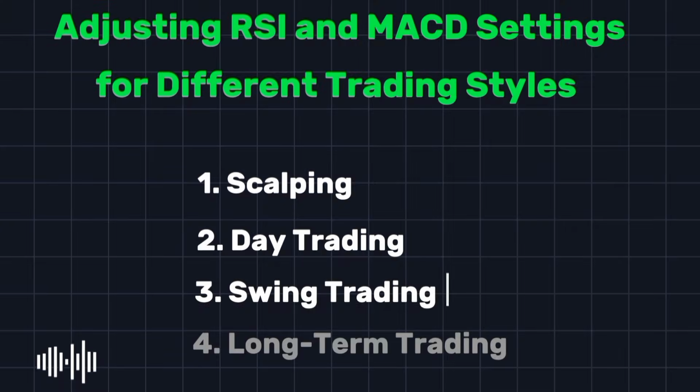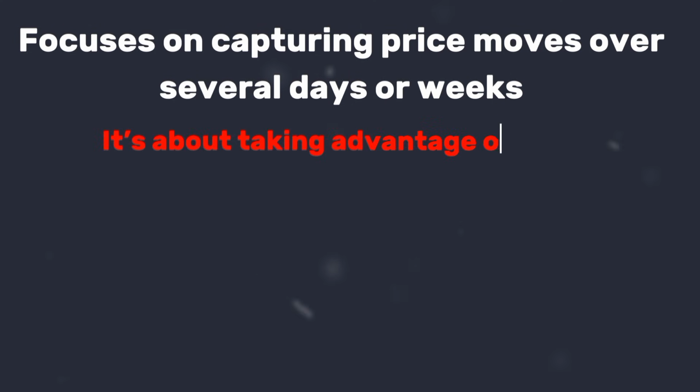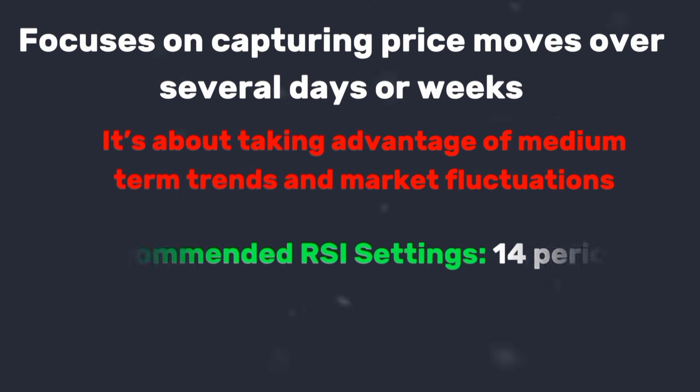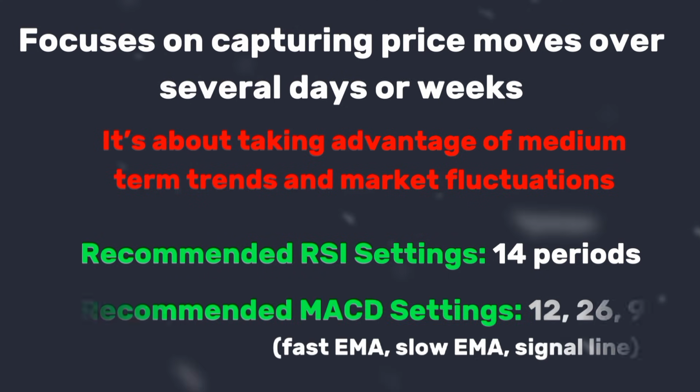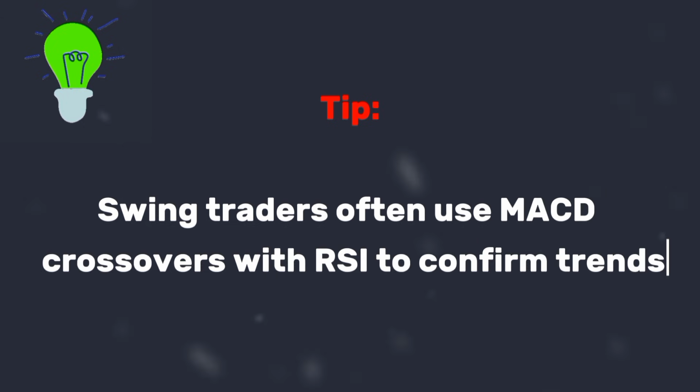3. Swing trading. Focuses on capturing price moves over several days or weeks. It's about taking advantage of medium-term trends and market fluctuations. Recommended RSI settings, 14 periods. Recommended MACD settings, 12, 26, 9. Tip: swing traders often use MACD crossovers with RSI to confirm trends.